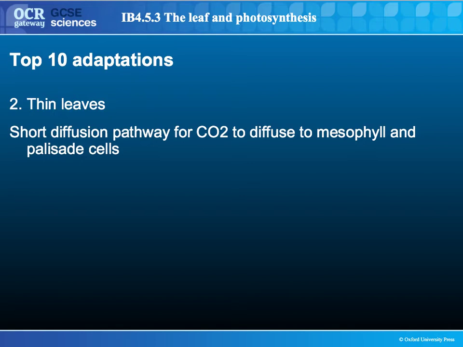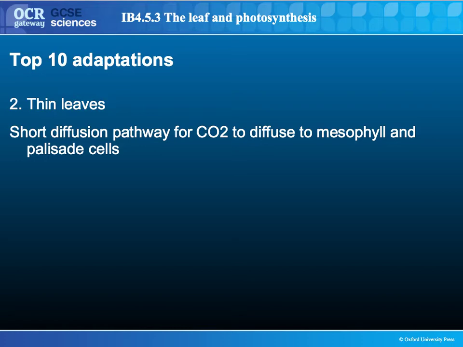Most leaves are very thin, so that the gases, carbon dioxide and oxygen, do not have a very long way to travel via diffusion from outside the leaf up to the layers of photosynthesizing cells within the centre of the leaf. Do not forget that this happens by diffusion, so they have a short diffusion pathway.